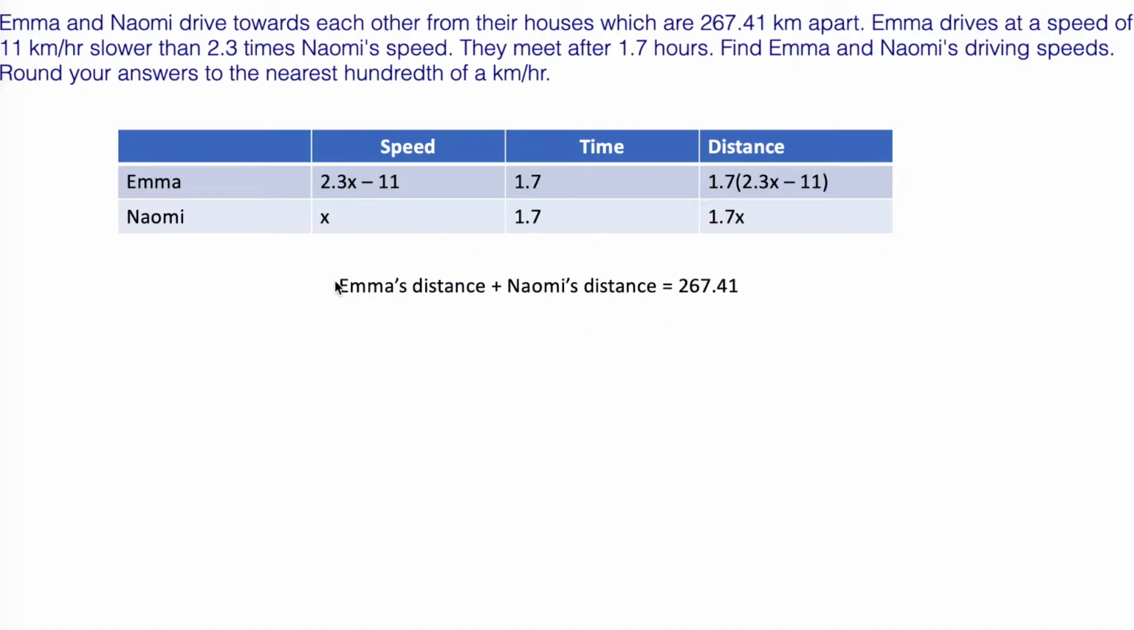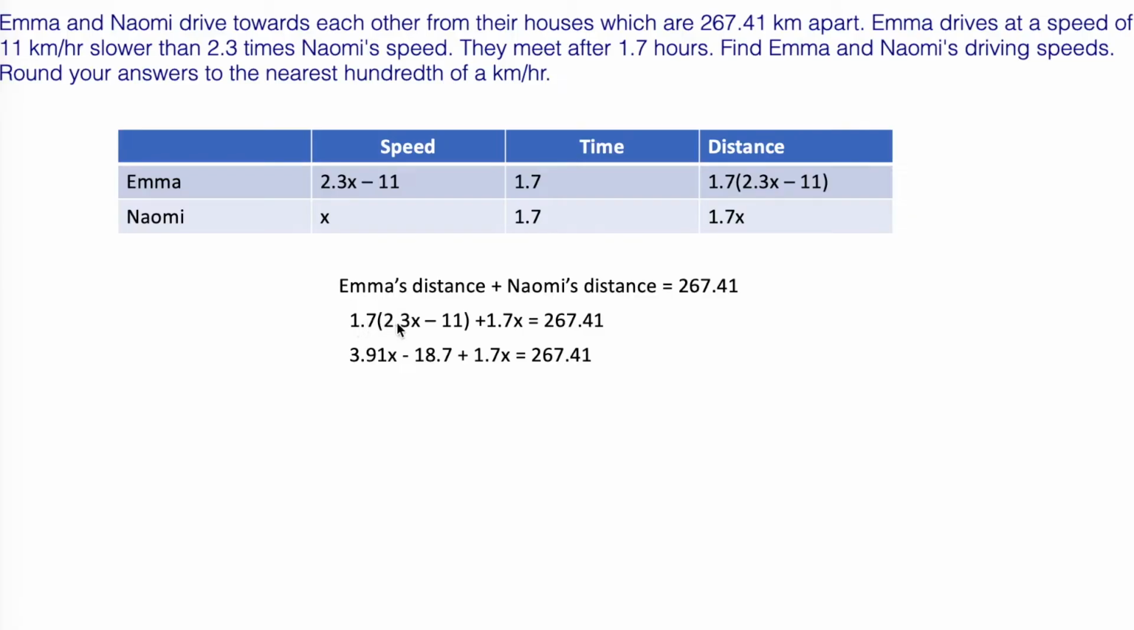Then we know that Emma's distance plus Naomi's distance equals 267.41 kilometers, because their two houses are 267.41 kilometers apart, they're meeting. We know that the distance that Emma travels and the distance that Naomi travels is the 267.41 kilometers that's between them. I'm just going to replace Emma's distance with 1.7 times 2.3x minus 11, and Naomi's distance with 1.7x. The 1.7 here is going to distribute and multiply the 2.3x and multiply the negative 11.